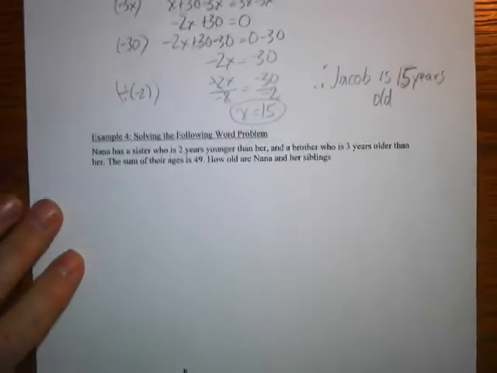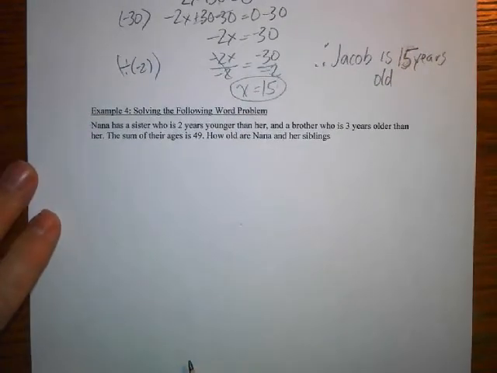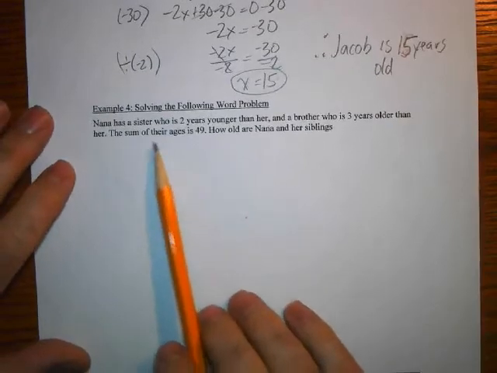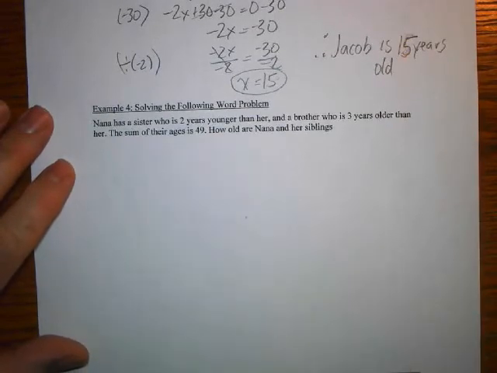All right, last question here. This is the tougher one. Okay, let's read it first and then start going through it. Nana has a sister who is 2 years younger than her and a brother who is 3 years older than her. The sum of their ages is 49. How old are Nana and her siblings?